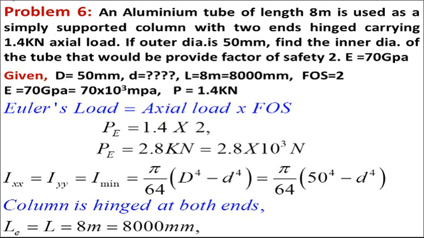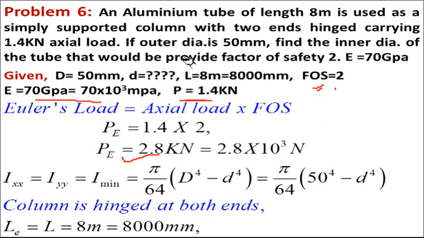Now see this. So in this problem, diameter is given as 50 mm, length is given as 8 meter, factor of safety is given as 2, modulus of elasticity is given, and axial load is mentioned. Axial load means not crippling load. To find out the Euler's load, here you must multiply it with the factor of safety. So if you multiply with the factor of safety, you will get Euler's load P as 1.4 into factor of safety 2, and as it is a hollow circular column, capital D is given, small d you have to calculate.